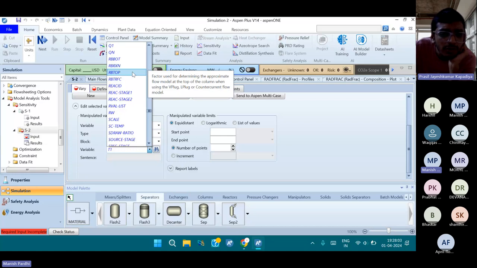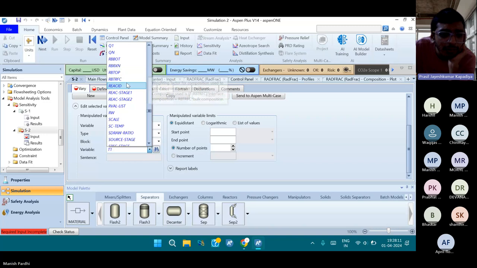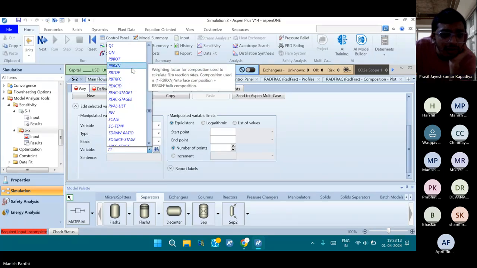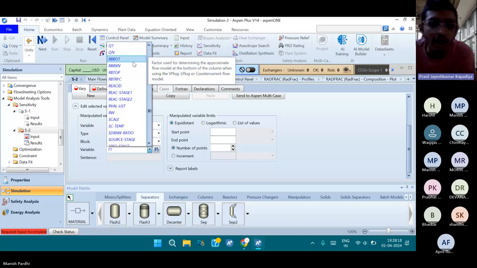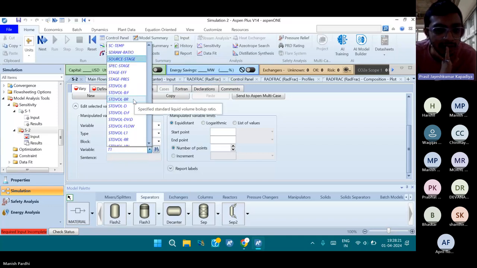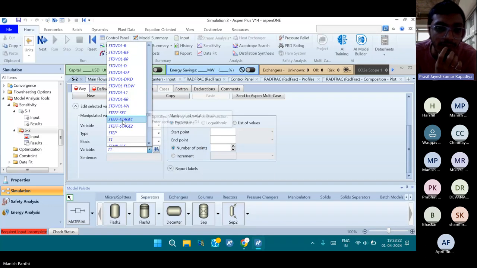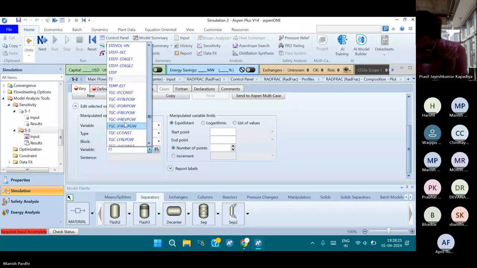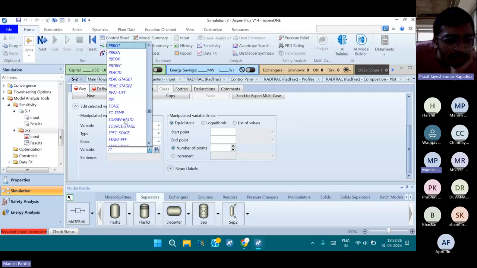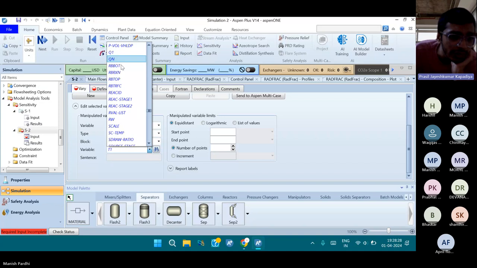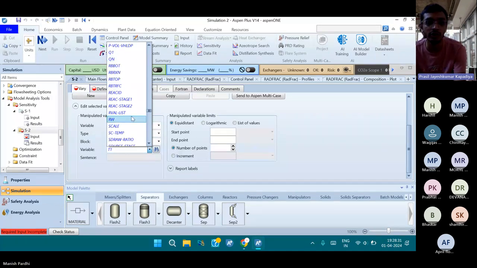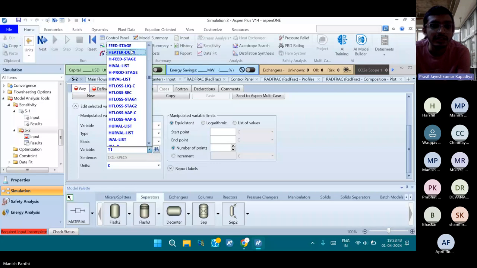Factor used for determining the approximate flow rate at the top of the column when using. No. Okay. It should be there. Reflux ratio is not there. Okay. Let's do one thing. It is not practical though, but if you can find reflux ratio. It's not there. Okay. So before playing with reboiler duty, can we play with feed stage location? Can you go to the F option, alphabet F? Feed stage, yes.